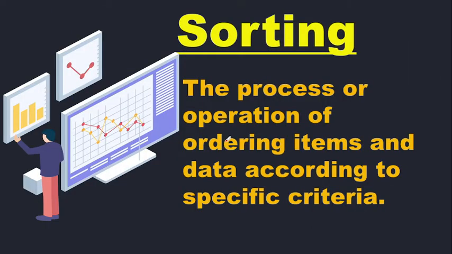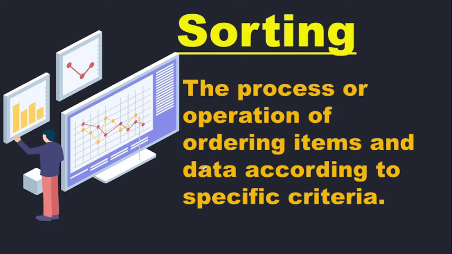Okay, so before starting sorting algorithms, let's discuss what sorting is. Sorting is the process or the operation of ordering items and data according to specific criteria. When I say ordering items or data, it means, for example, you have 10 random integers, 8, 9, 5, 4, 3, 2, 1, 10, and you want to sort them. The ascending order will be like 1, 2, 3, 4, 5, 6, 7, 8, 9, 10, or the descending order will be like 10, 9, 8, 7, 6, 5, 4, 3, 2, 1. So you can sort these integers.